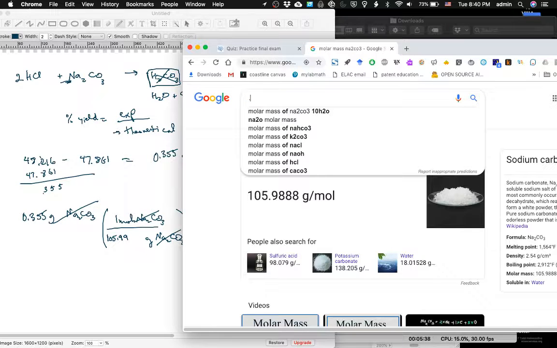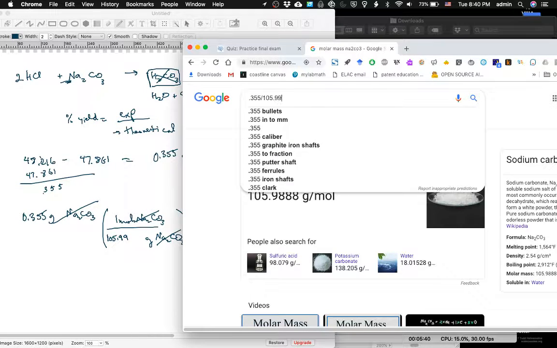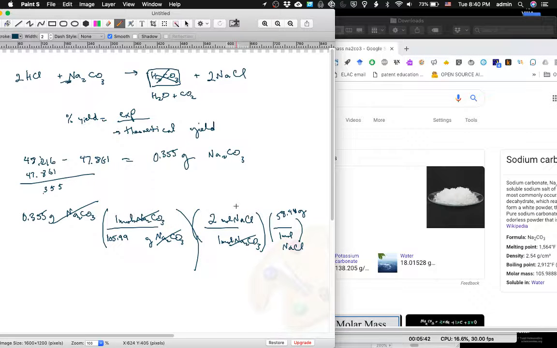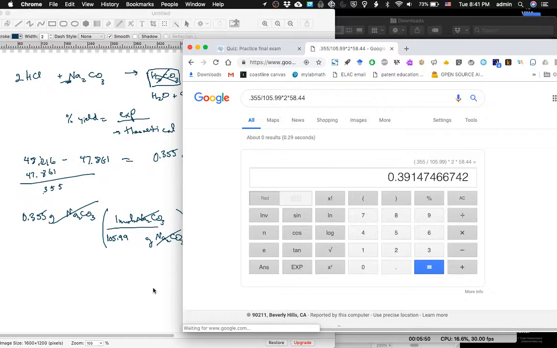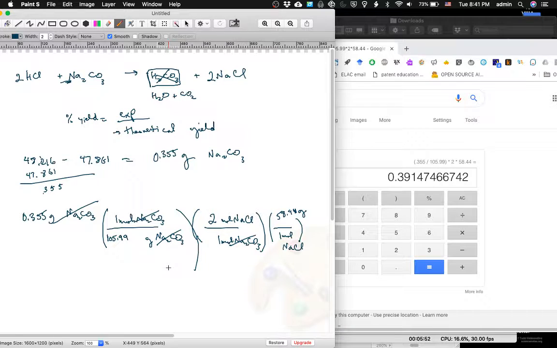You do 0.355 divided by 105.99 times 2 times 58.44, and you get 0.391 grams. So this is 0.391 grams of NaCl. That's the theoretical yield. So that number goes in here.